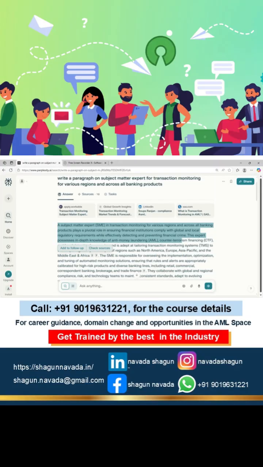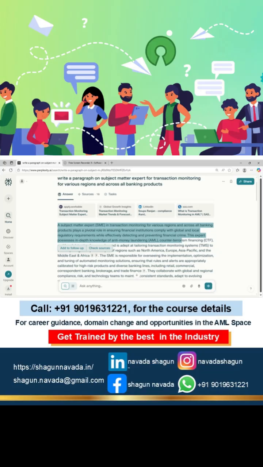So let's begin. As you can see here, I have asked ChatGPT of Perplexity, in this case, to write a paragraph on subject matter expert for transaction monitoring for various regions and across all banking products. You can see the output here. It says the subject matter expert, or SME, transaction monitoring for various regions and across banking products plays a pivotal role in ensuring financial institutions comply, blah blah blah. This is nothing but a generic overview of the type of work, the role, or the job description of a subject matter expert.